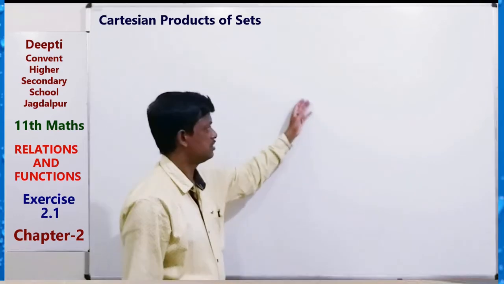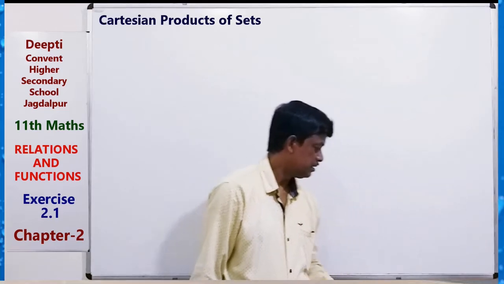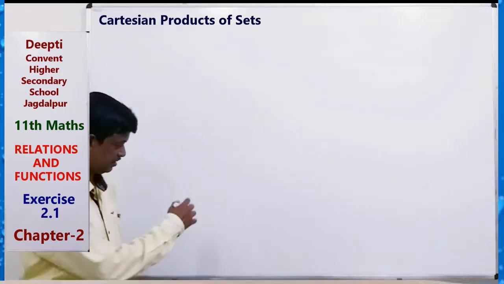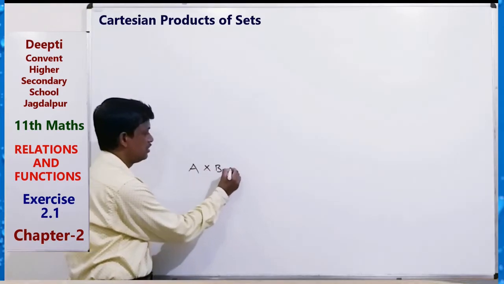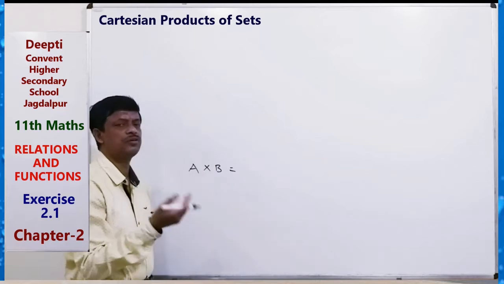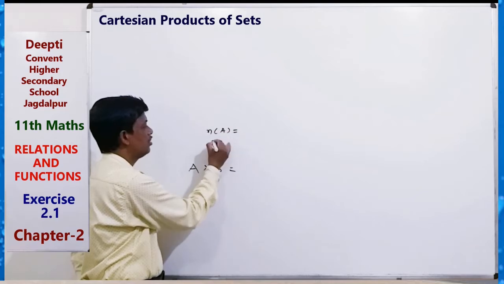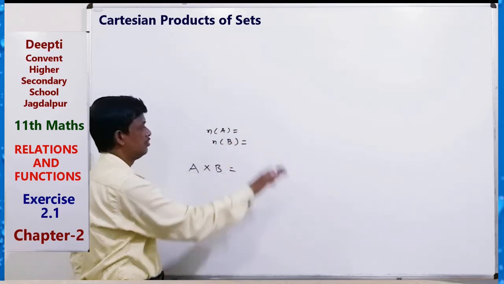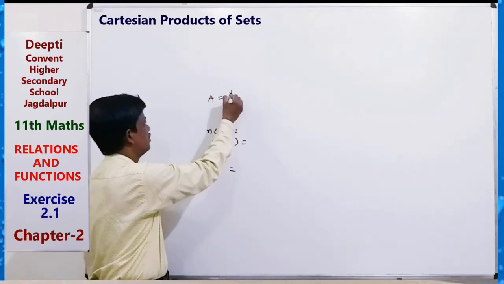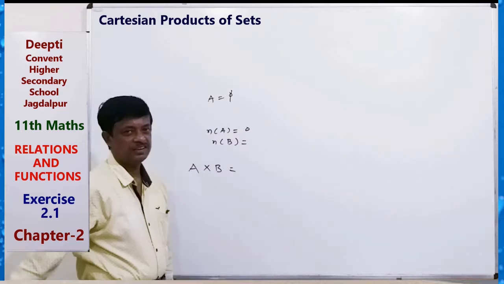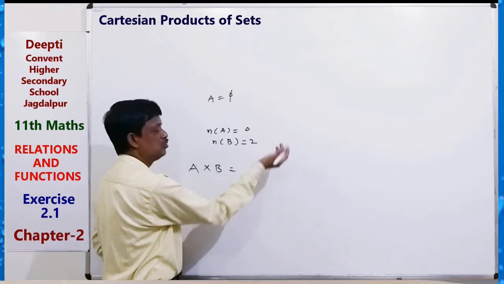And two ordered pairs are equal if their corresponding elements are equal. Okay. Similarly, suppose we are trying to find A cross B and either A or B has no element. That means, suppose the number of elements in A is 0. Then how many elements will be there? 0. Because 0 into, suppose 2, 0 into 2 is 0.